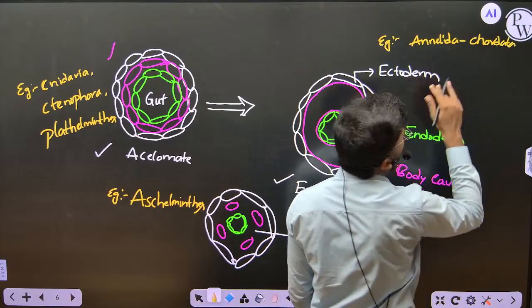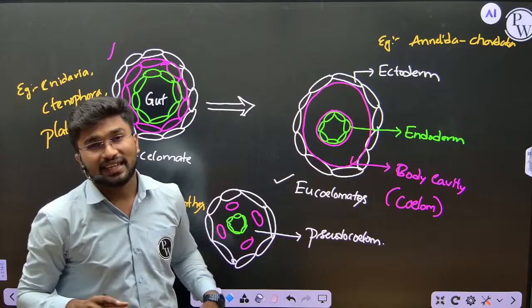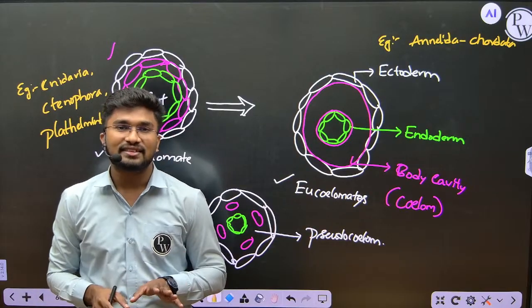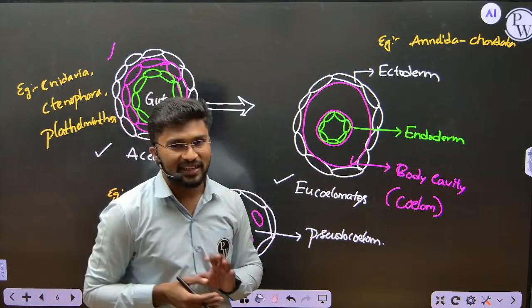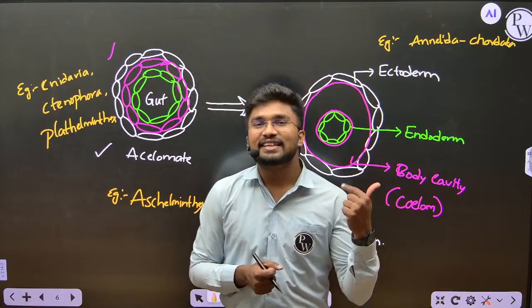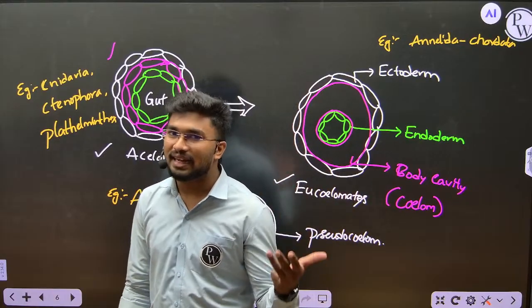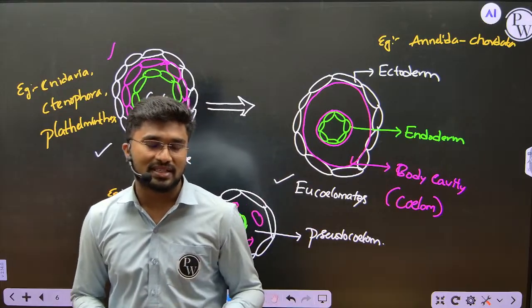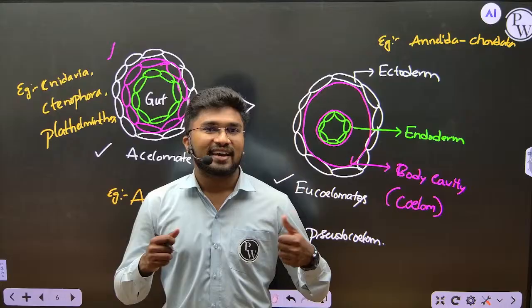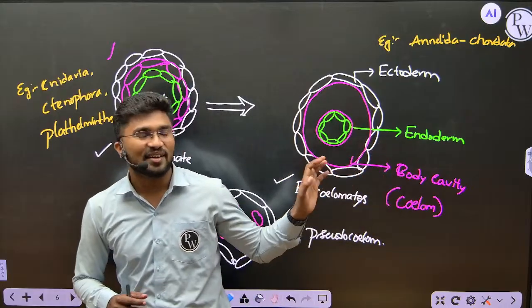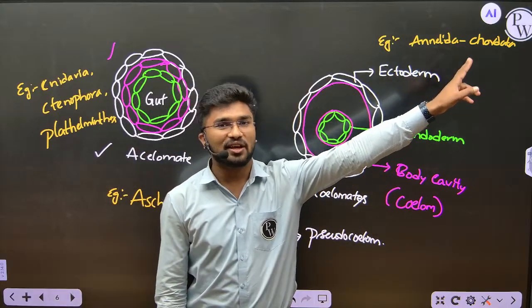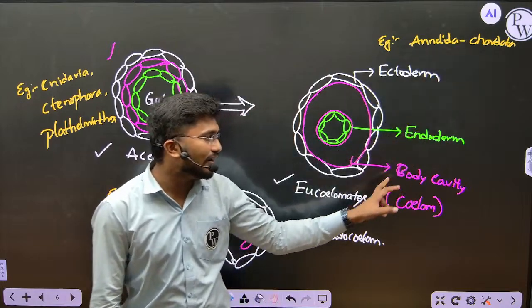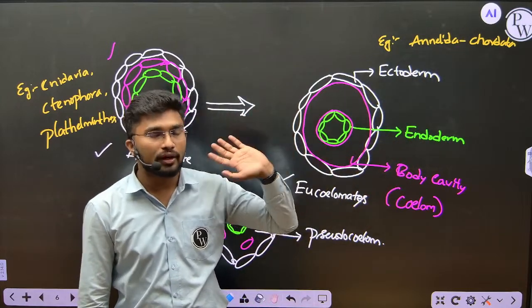I hope you know the order of the phyla. Kingdom Animalia has how many phyla in our syllabus? Actually 11, right? What are those? Porifera, Coelenterata, Ctenophora, Platyhelminths, Aschelminths, Annelida, Arthropoda, Mollusca, Echinodermata, Hemichordata, Chordata. So what I am saying, Annelida to the Chordata, what kind of coelom do they have? They have true coelom. They have a true body cavity.